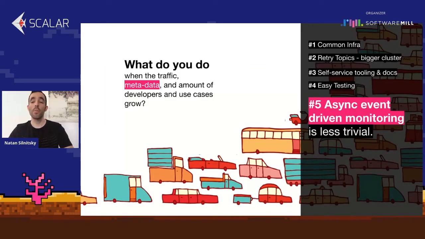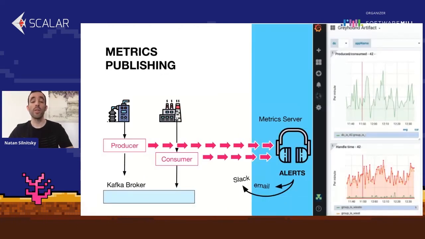Cool. So the 5th lesson I want to discuss is monitoring. We have a distributed system that is completely async and event-driven with Kafka, and monitoring this is really not that straightforward. The most important thing we do in order to mitigate this is that Greyhound automatically offers all kinds of custom metrics through the producer and the consumer, to be consumed by our metrics server, which is Prometheus in our case.